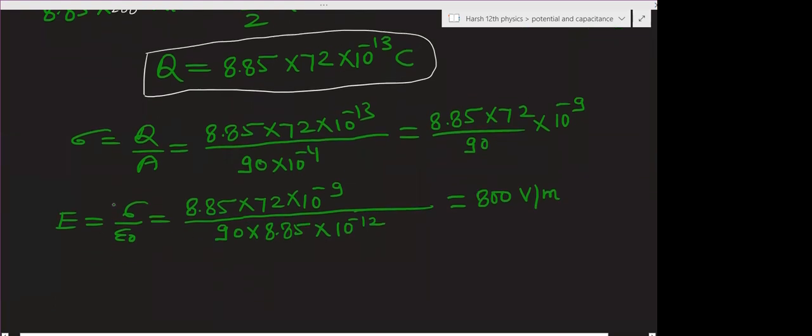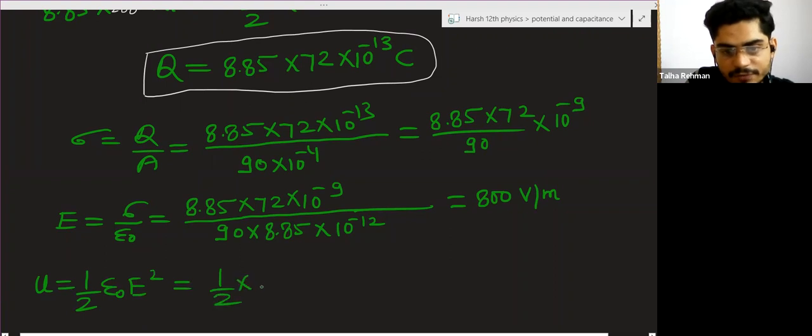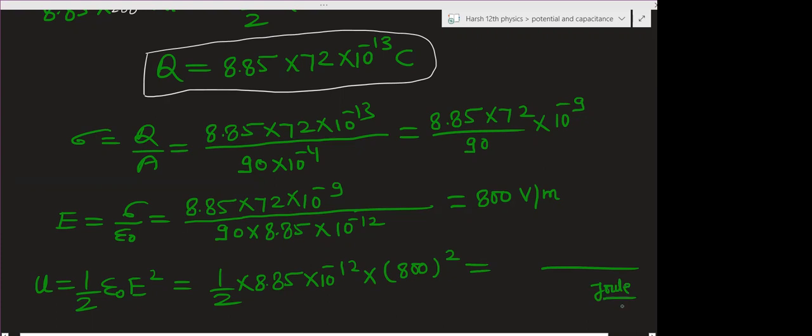So now we have electric field, so I can calculate the energy density small u, half epsilon naught into E square. We have half, we have epsilon naught, 10 to the power minus 12, and E square means 800 square. So you can get this answer in joule per meter cube. You can calculate this.